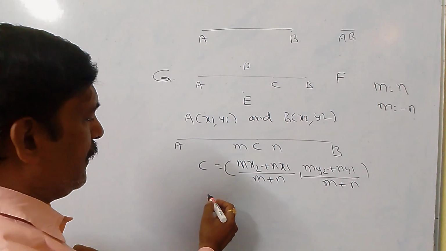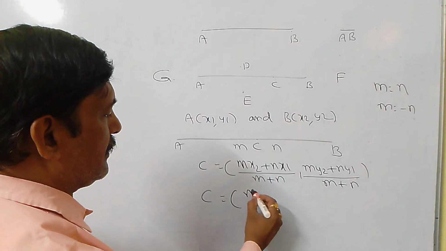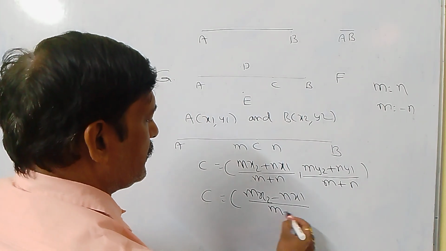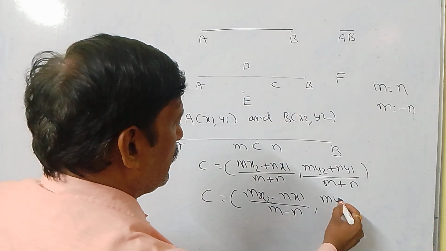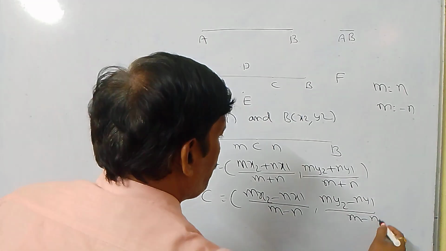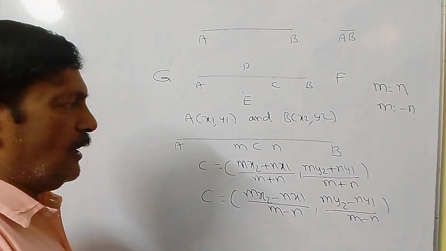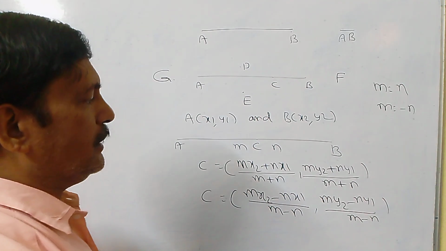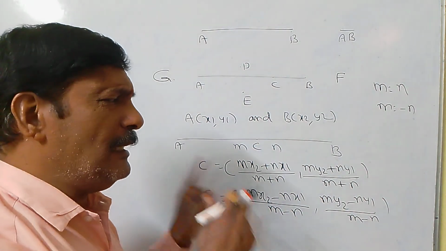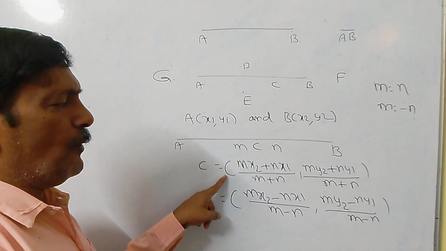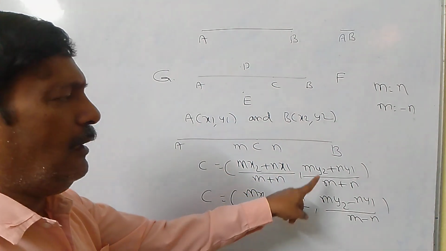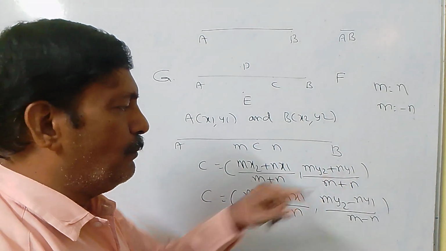External point means the same formula you can write as (mx2 - nx1)/(m - n), comma (my2 - ny1)/(m - n). See, actually these both are the same. Where the ratio is positive, the required point is an internal point. To find the internal point, we will always use this formula (mx2 + nx1)/(m + n), comma (my2 + ny1)/(m + n).